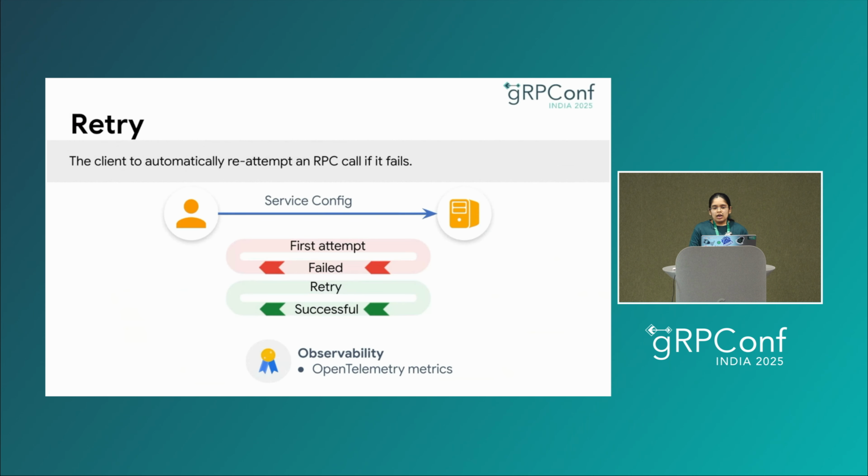Once the response header is received, no further retries will be attempted, and gRPC hands over the RPC to the application. Another interesting thing is if you have observability enabled in your application, you will see retry metrics, including details like retry attempts and backoff delays for each call.